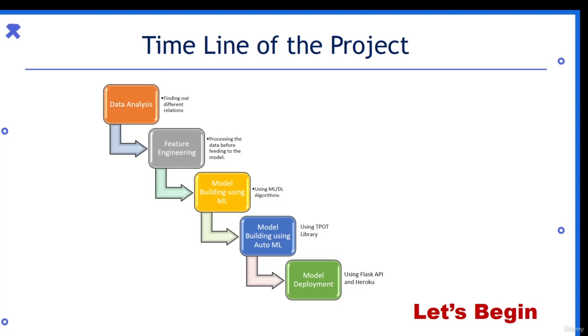Then after all of that, comparing results, we'll select one best model and use Flask API to deploy it. That will be the model deployment. So at the end of this project, we'll be able to do all of these things. It is a pretty exciting project, so let's begin.